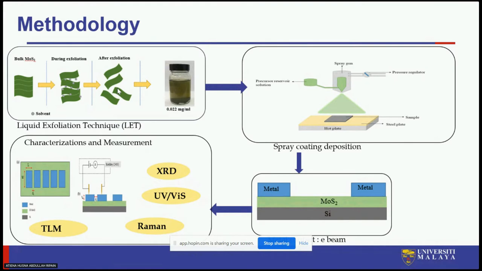After preparing the solution, we spray the MoS2 onto the sample, but the sample need to be heated on hot plate to facilitate the evaporation process. So the spray coating deposition is done under a control condition with a control parameter. So after that, we make a metal contact using electron beam evaporations using our design TLM mask. And then the last one, we did some characterizations and measurement. As I mentioned, the characterization that we made is XRD, UV-Vis, Raman. And the last one, the measurement is TLM.